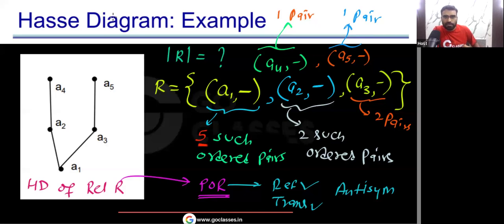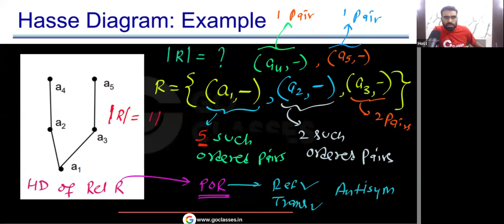So finally tell me, what is the cardinality of relation R? Now what will the answer be? So you can see 5 ordered pairs which start with A1, 2 ordered pairs start with A2, 2 ordered pairs start with A3, 1 ordered pair starts with A4, 1 ordered pair starts with A5. So 5, 2, 2 is 9, 9 and 2, 11.